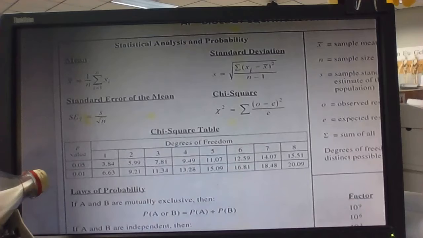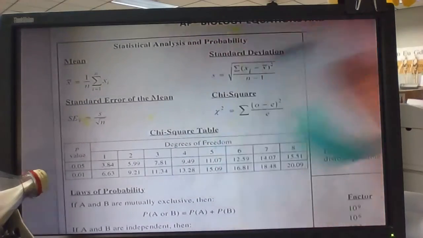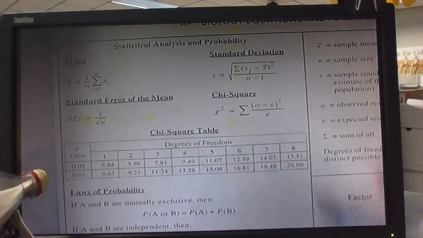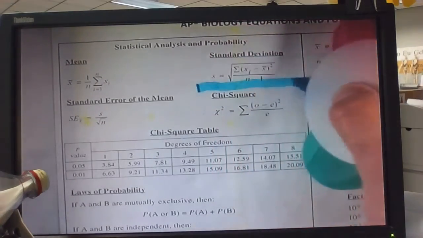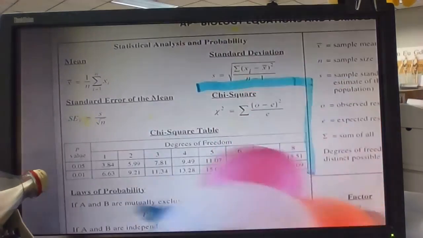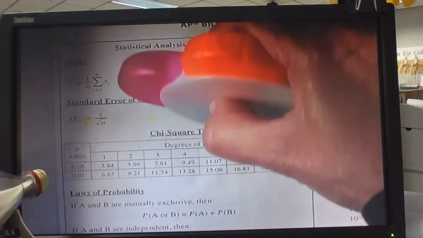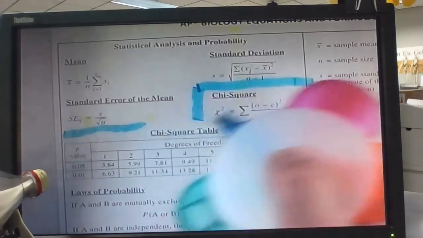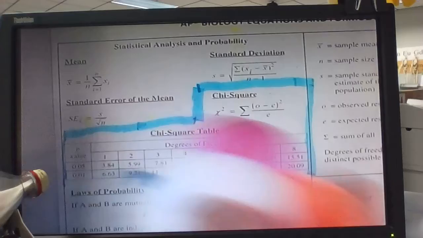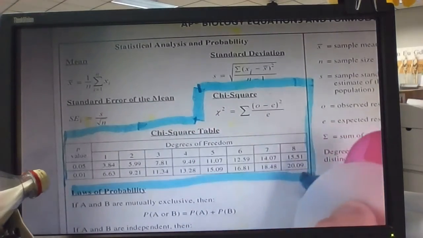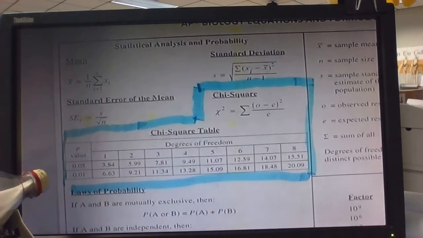Okay, so now we want to do the chi-squared stuff in a different color than what you have on the front here. So get a different color and box in chi-squared, which is this formula right here. Then we need just the table. So not laws of probability stuff. We'll look at that later. But this is what we're boxing in, and use a different color.